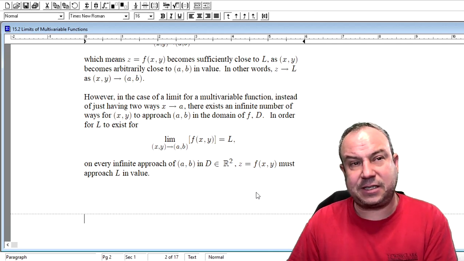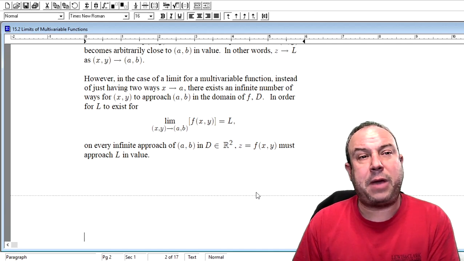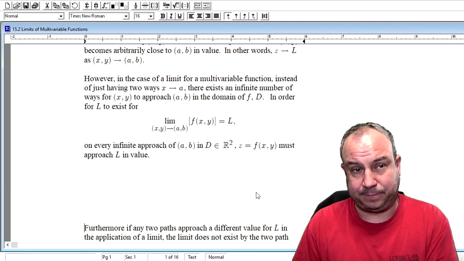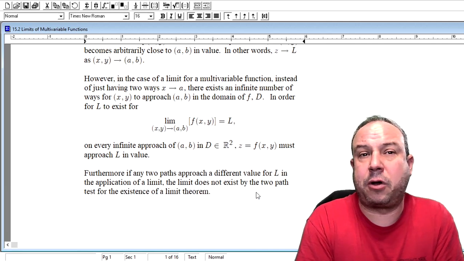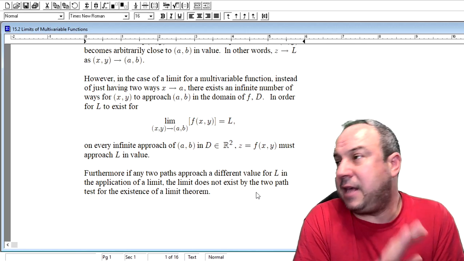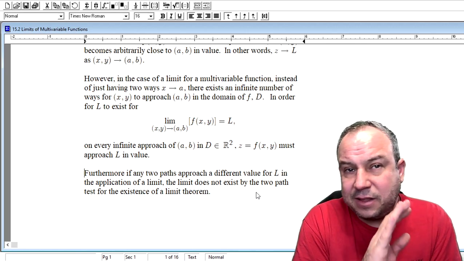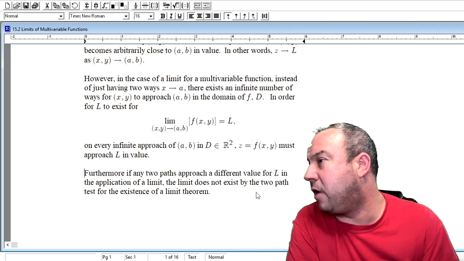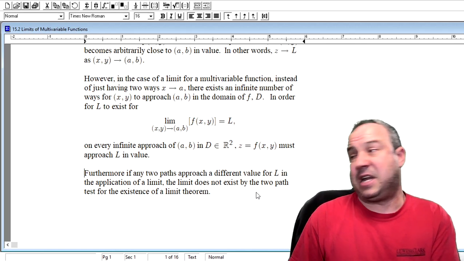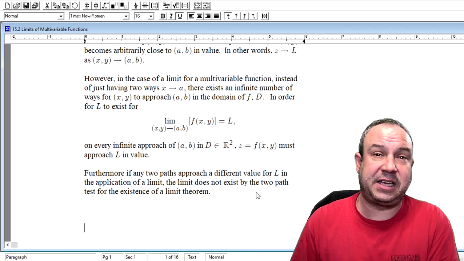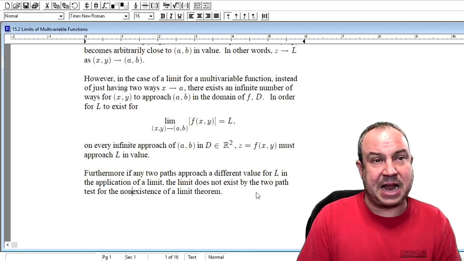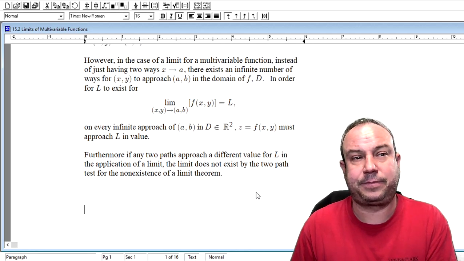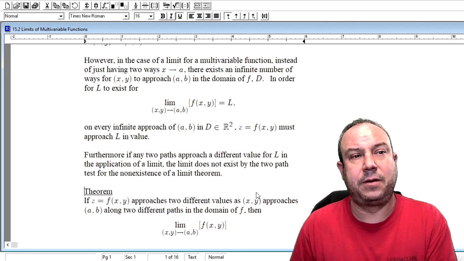Now, what this leads us to is what we call the two-path test for non-existence of a limit. Furthermore, if any two paths approach a different value for L in the application of a limit, the limit does not exist by what we call the two-path test for the non-existence of a limit, I should really say here. All right.